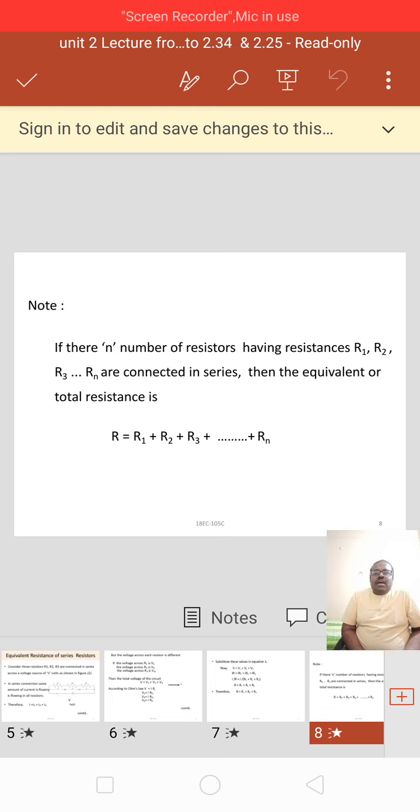Note, if n number of resistors having resistances R1, R2, R3, up to Rn are connected in series, then the equivalent or total resistance is R equal to R1 plus R2 plus R3 plus and so on up to Rn. That is, for n resistors in series, the total resistance equation is R equal to R1 plus R2 plus R3 plus and so on up to Rn.